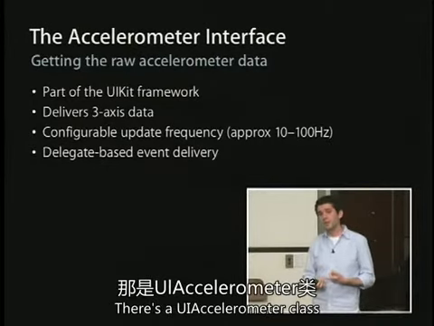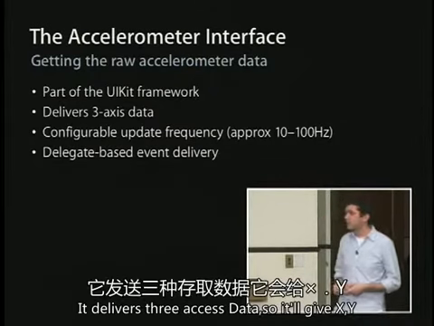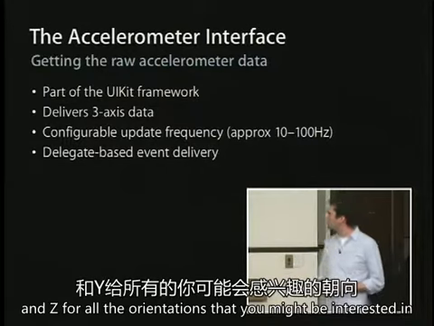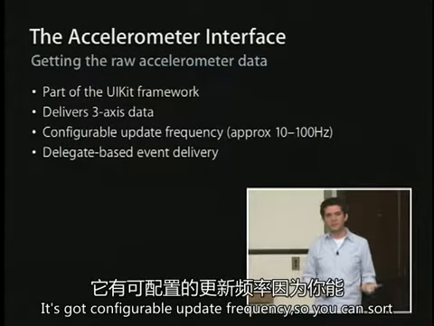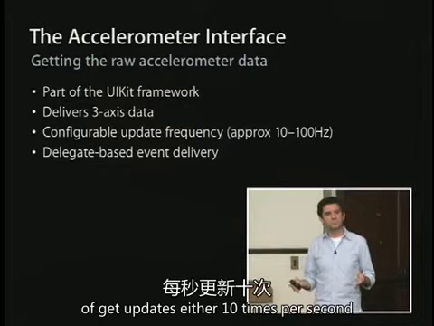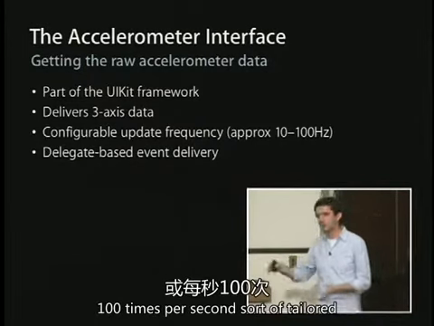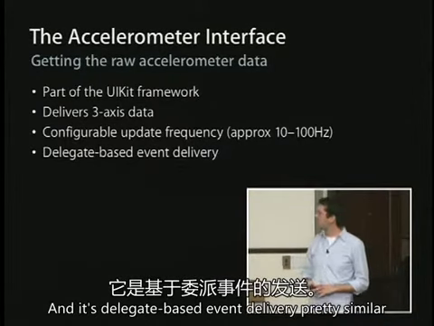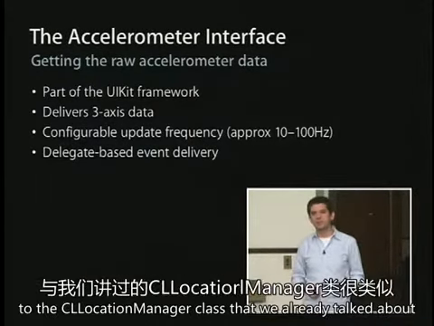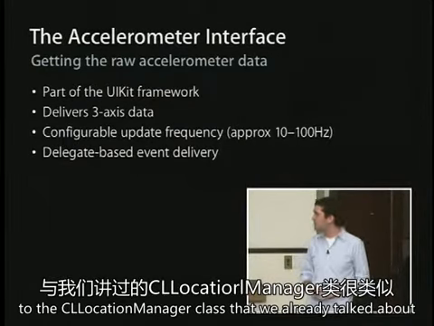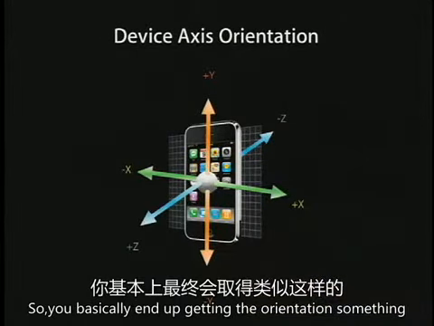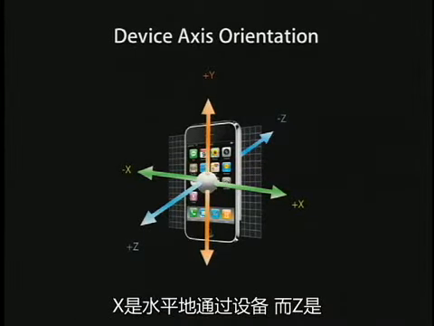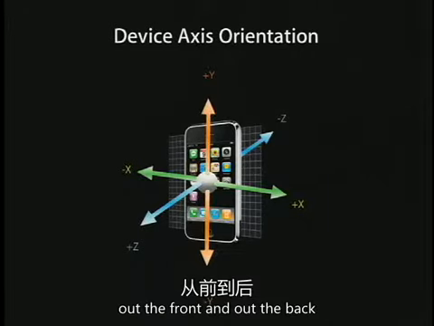So that's where we start to get into this accelerometer interface. It's also part of the UIKit framework. There's a UIAccelerometer class. It delivers 3-axis data, so it'll give you X, Y, and Z for all the orientations that you might be interested in. It's got configurable update frequency, so you can get updates either 10 times per second, 100 times per second, tailored to what your app is trying to do. And it's delegate-based event delivery. It's pretty similar to the CLLocationManager class that we already talked about. So you basically end up getting the orientation something like this, right? You've got the Y that's going vertically through the device, X is going horizontally through the device, and then Z is coming out the front and out the back.